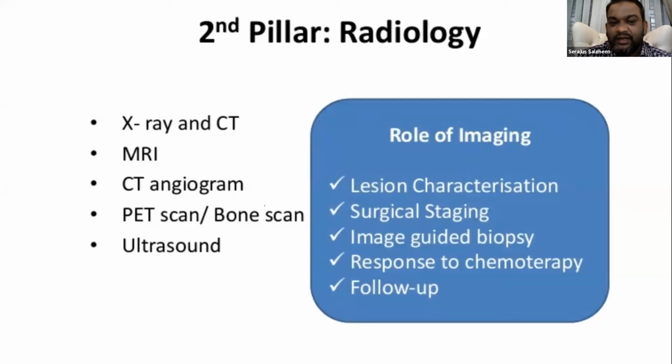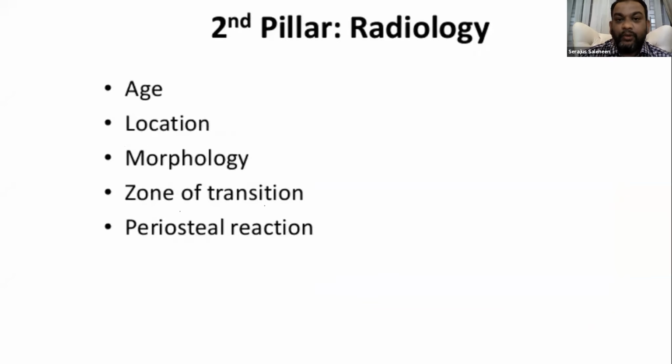When we are planning for staging or any limb salvage, we should do a CT angiogram, a bone scan or PET CT scan, and an ultrasound scan. In plain X-ray, we should see the location of the tumor, the morphology, the zone of transition, and the periosteal reaction. It is very important. We should have an eagle eye. So we should find out the location, morphology, zone of transition, and periosteal reaction from the X-ray.